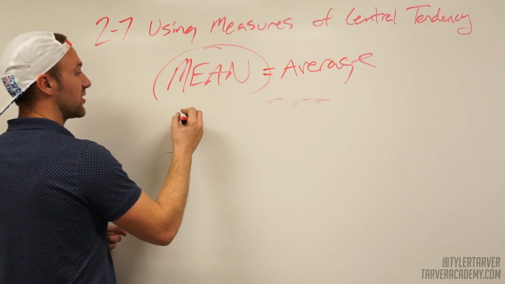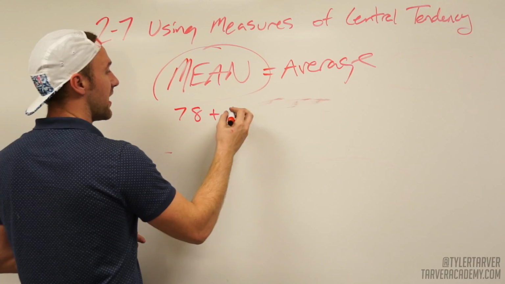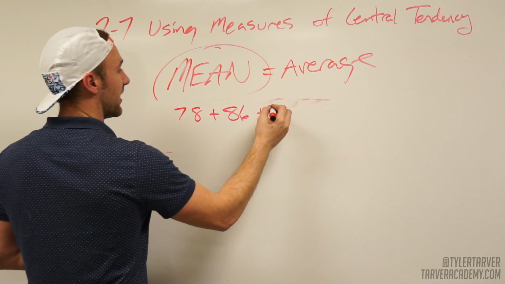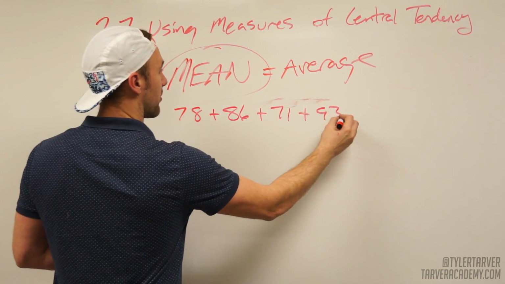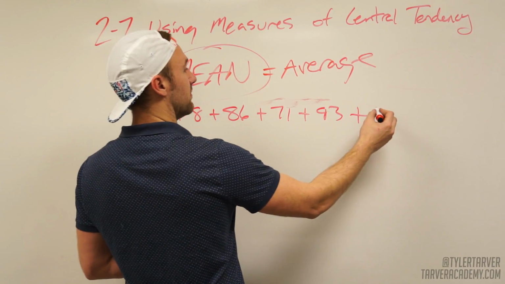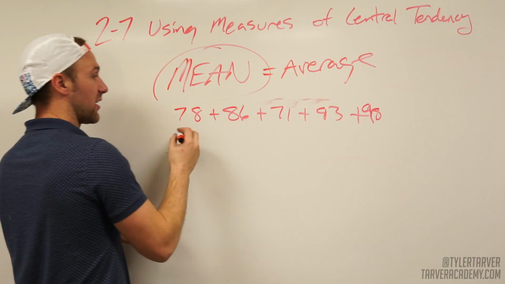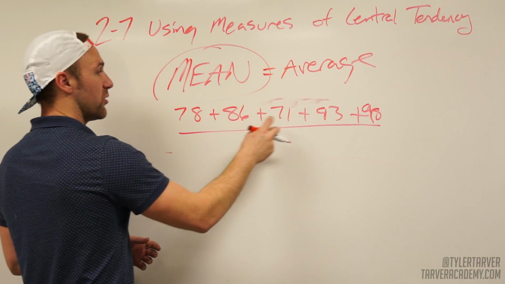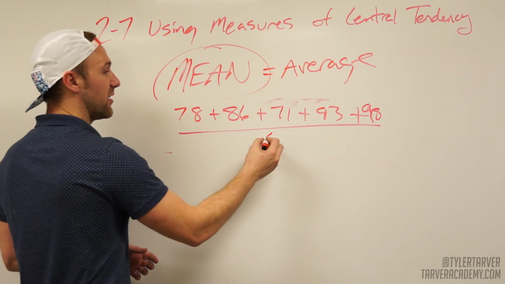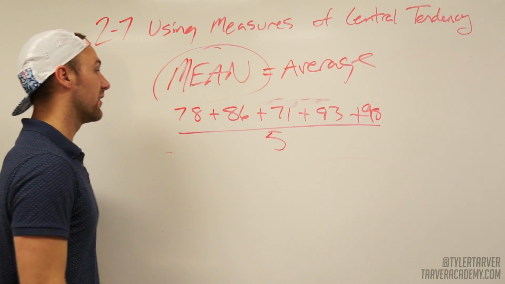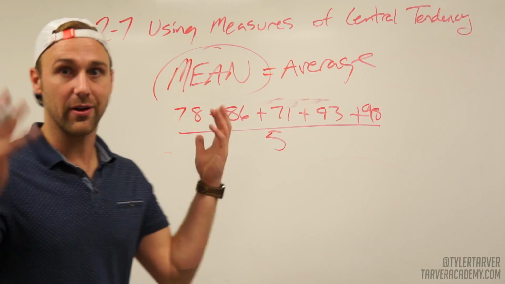So say you got 5 tests. First test you make a 78, then you make an 86, a 71, a 93, and then like a 98. And you want to know what your average is for the class. There are 1, 2, 3, 4, 5 of those. So I would divide by the number of numbers, which is 5. So I'd add all those up, which I don't have my calculator.